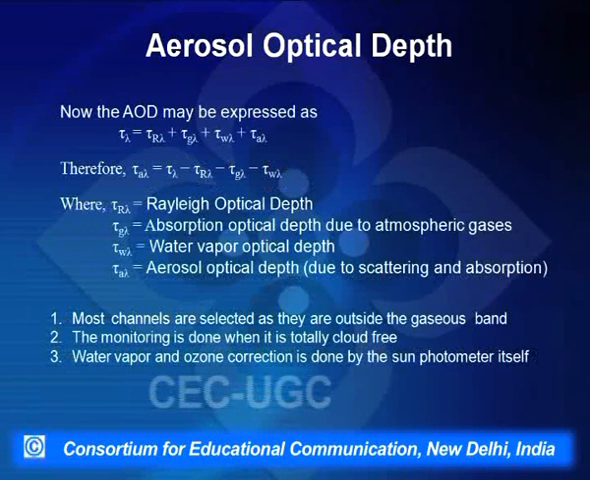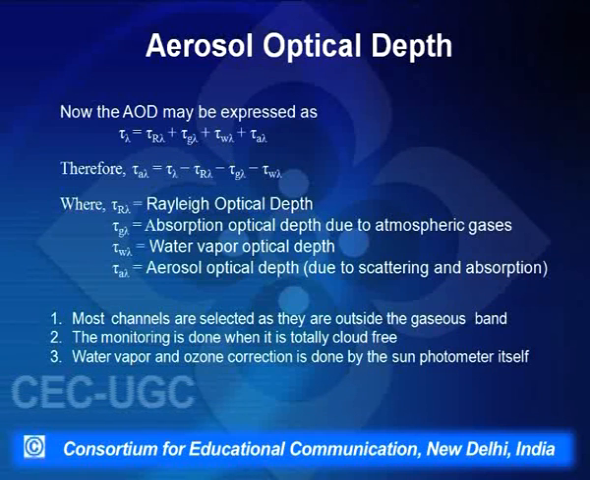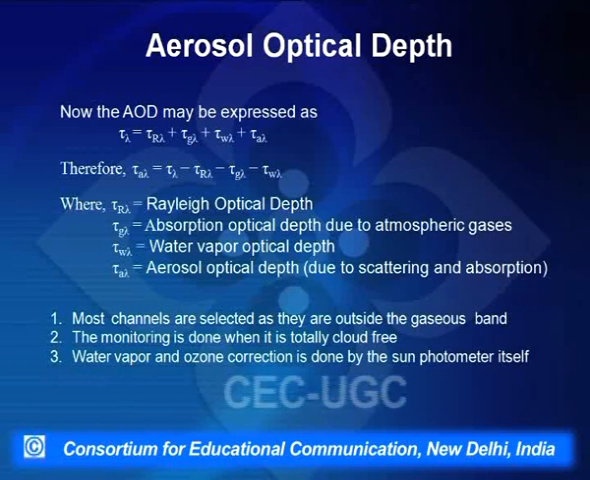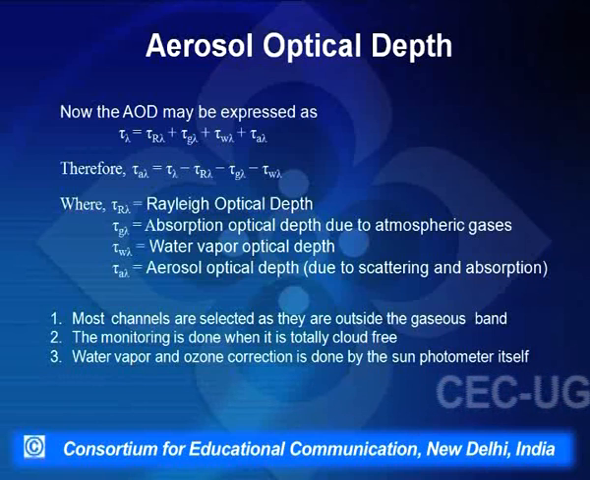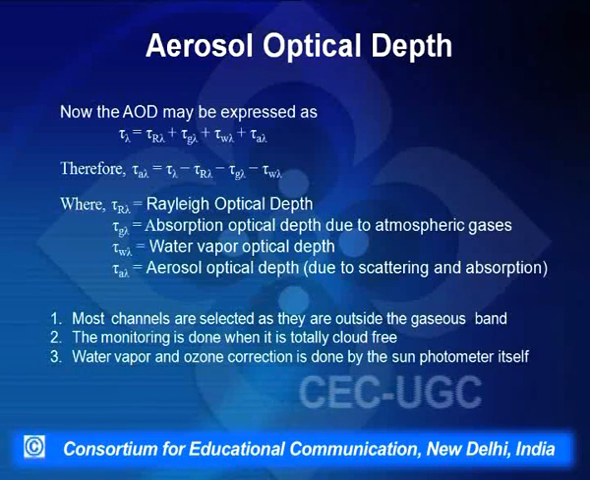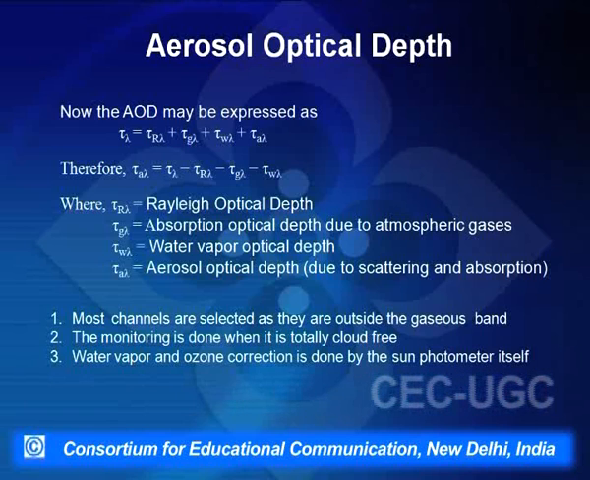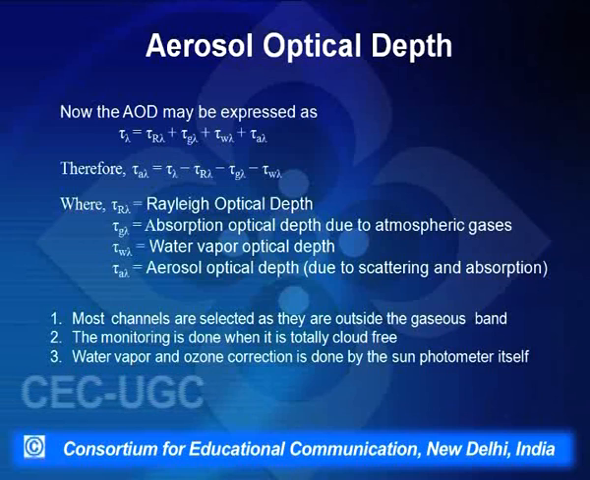So now the entire optical depth becomes the sum total of the Rayleigh optical depth, gaseous optical depth, water vapor optical depth and the aerosol optical depth. So if we have to calculate the aerosol optical depth, we will have to subtract the remaining 3 from the total optical depth. So finally, the aerosol optical depth is equal to the total optical depth minus the Rayleigh optical depth, gaseous optical depth and water vapor optical depth. But it is very difficult to quantify these 3 values and subtract them.